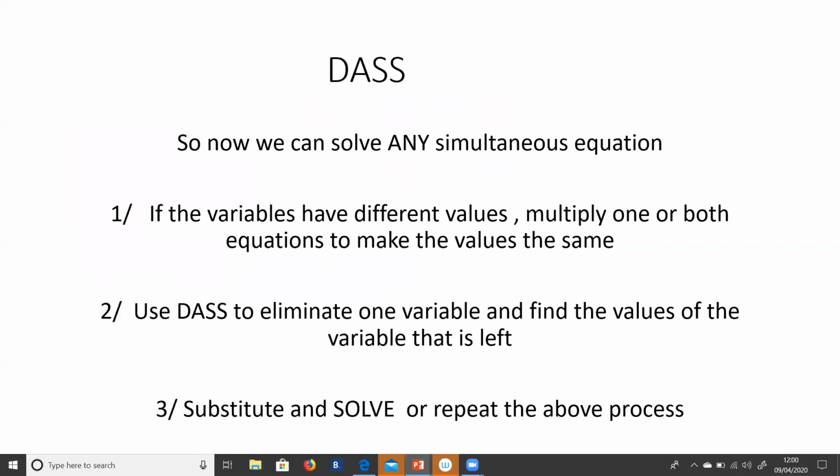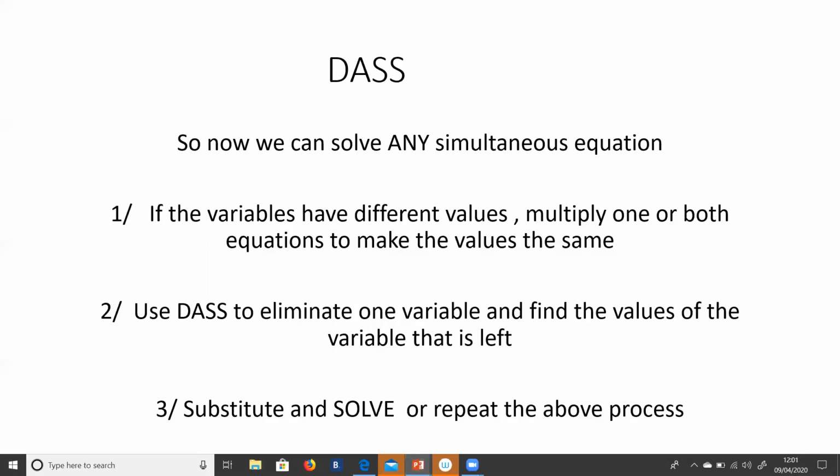So using our DAS method combined with multiplying the equations up, we can solve any simultaneous equation. So what we've got to have a look at first of all to see is, can we apply DAS straight away? If not, we have to multiply our equations up. Then we use DAS, and then we've got a choice. We can either repeat the process, or having found one variable, we can substitute and solve to find the other variable.